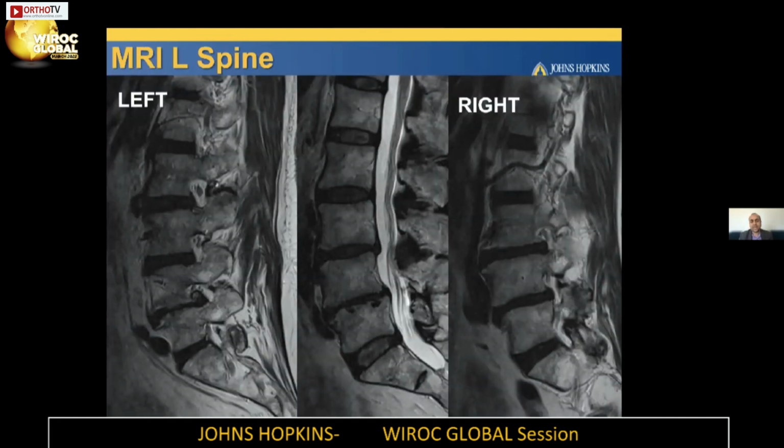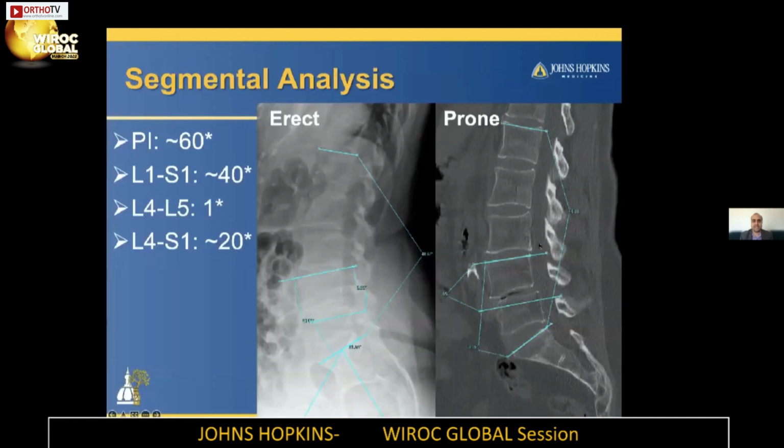When we look at our MRI spine in the parasagittal cuts, you can see at L4-5 there is a large foraminal stenosis on the left side, and at L3-4 a little bit on the right side. Segmental analysis: it's important to think about PI-LL mismatch, even if you're not doing a deformity case. The reason is, as one of my mentors says, you're either treating deformities or creating deformities. So it's really important to think about this.